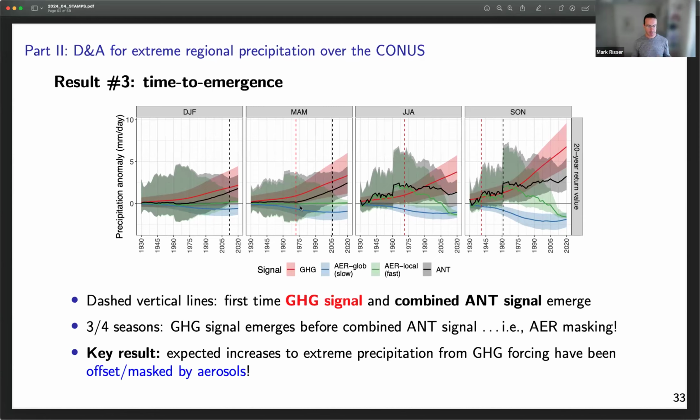So again, we expected human influence to lead to increases in rainfall, and I guess what I'm showing here is that this is true. At least some of the anthropogenic effects through the greenhouse gas forcing do lead to increases, but some of that increase has been offset or masked by these aerosol sources.